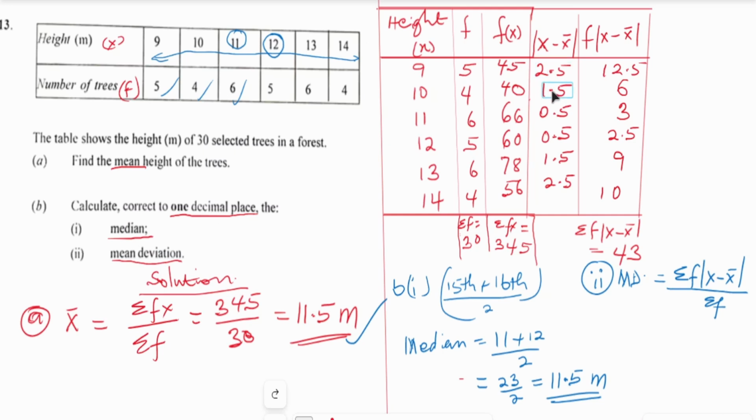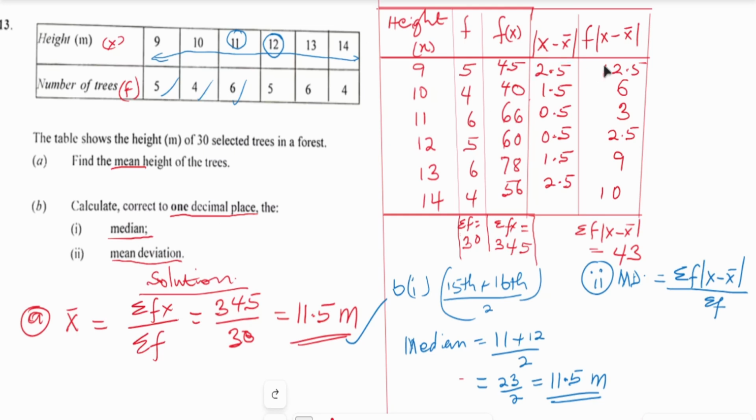And then here is 10 minus 11.5. Absolute value 11 minus 11.5. Absolute value 12 minus 11.5, which is already positive all the way to the last one. So that's how we got here. Then now we get to the last column, which is the column of interest for us. Whatever we got here in the fourth column, we multiply by each of the values in the second column.